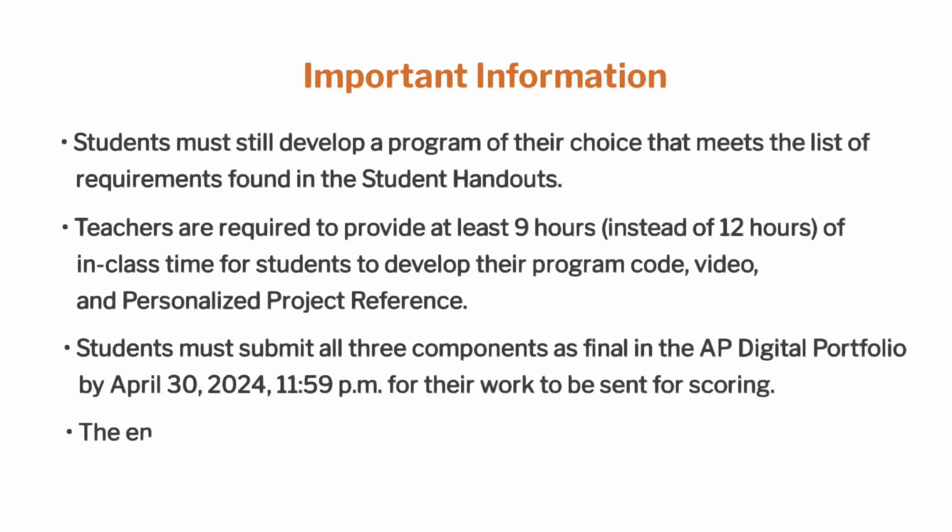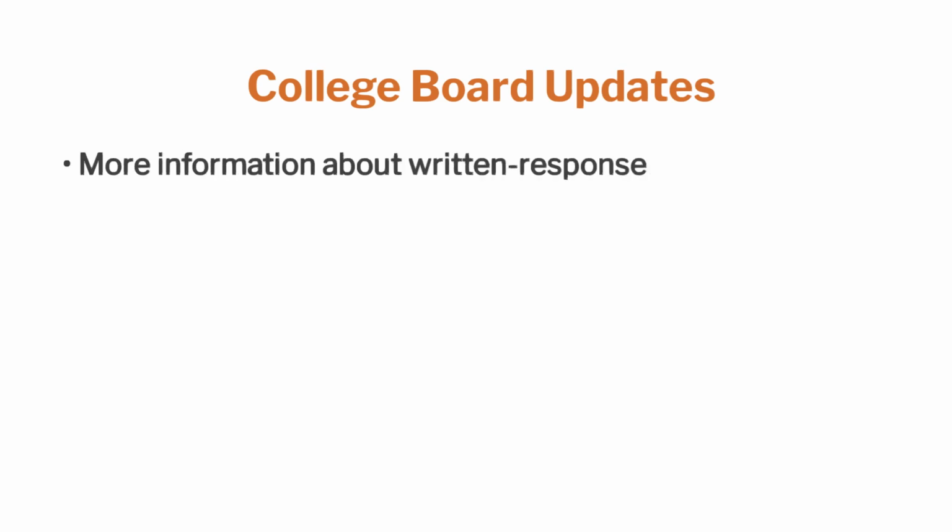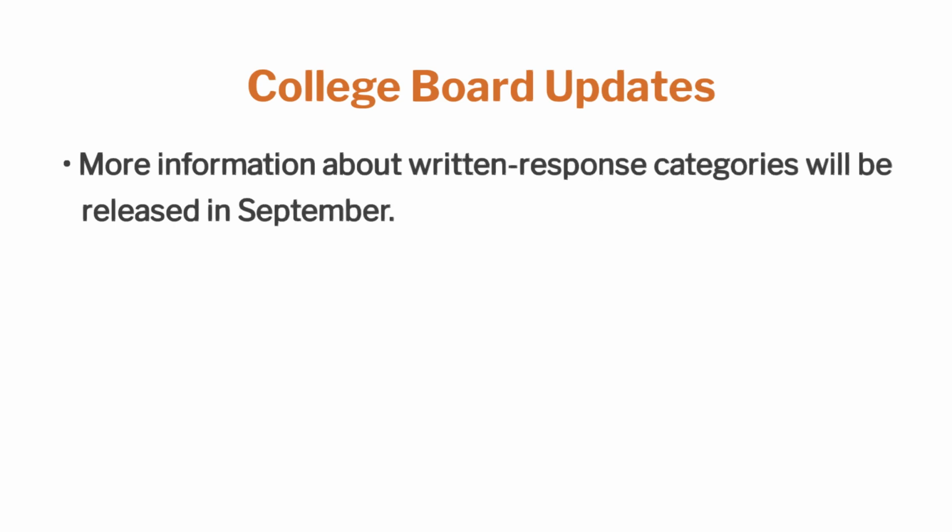The end-of-course exam for AP CSP is May 15th, 2024. This exam will now be 3 hours instead of 2 hours. College Board will be providing additional updates in the coming months. More information about written response categories will be released in September. These updates will be published on the AP CSP exam website and in a newly updated CED.